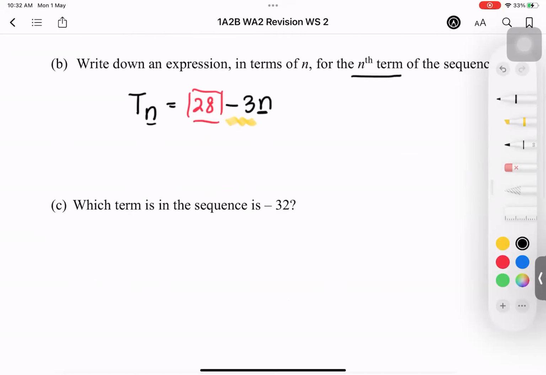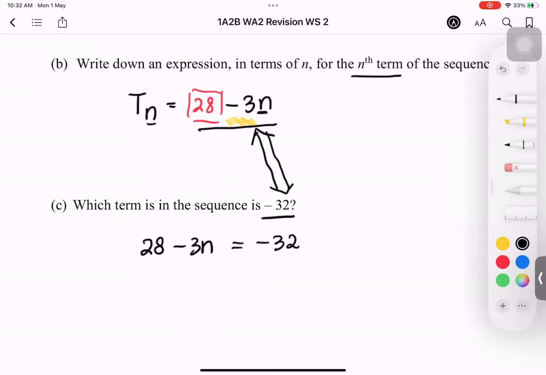The second part of the question says, which term in the sequence is -32? They ask me which term is -32. That means this whole thing equals -32. I take the formula, -3n equals -32.